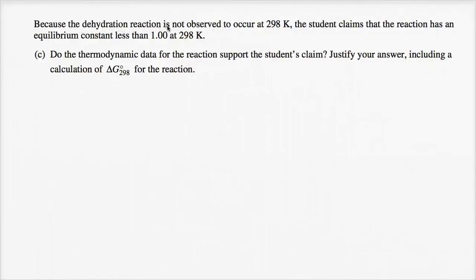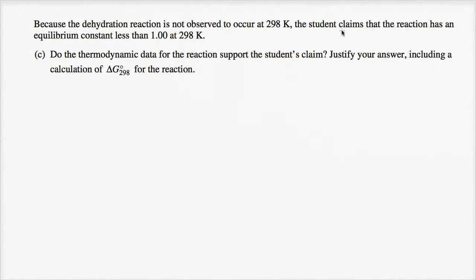Because the dehydration reaction is not observed to occur at 298 Kelvin, the student claims that the reaction has an equilibrium constant less than 1.00 at 298 Kelvin. Do the thermodynamic data for the reaction support the student's claim? Justify your answer, including a calculation of standard change in Gibbs free energy at 298 Kelvin for the reaction. So first of all, let's review what the student's claim is.